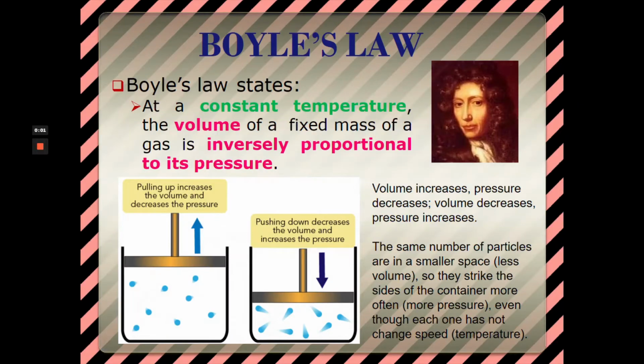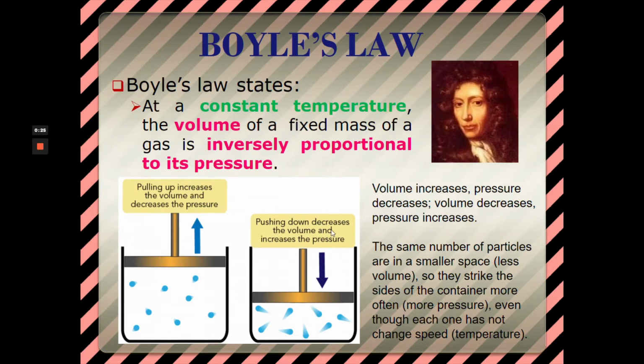Boyle's law states that at a constant temperature, the volume of a fixed mass of a gas is inversely proportional to its pressure. That means that when volume increases, the pressure will decrease. When volume decreases, the pressure will increase. So let's say if I double the pressure, the volume will decrease by half.